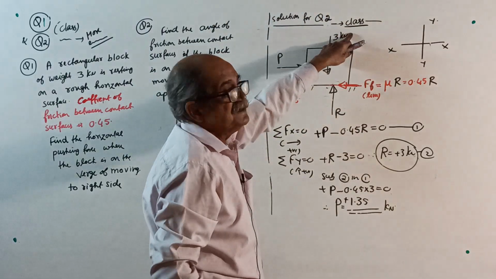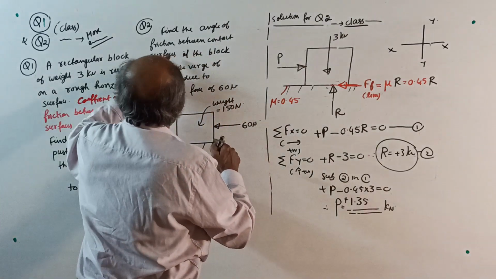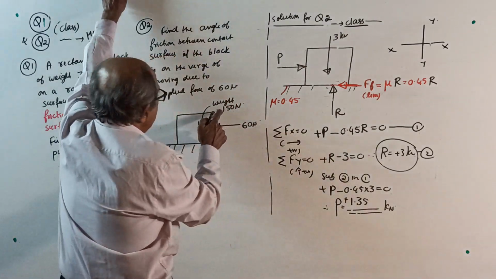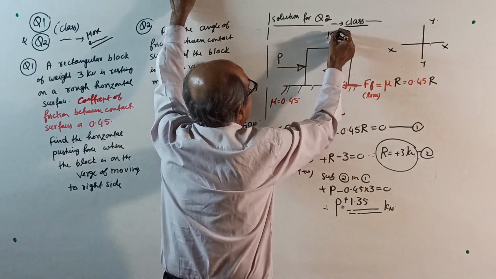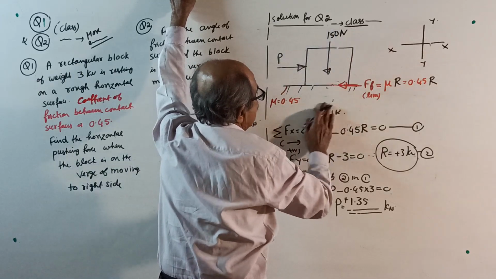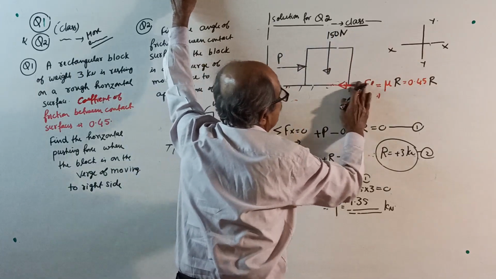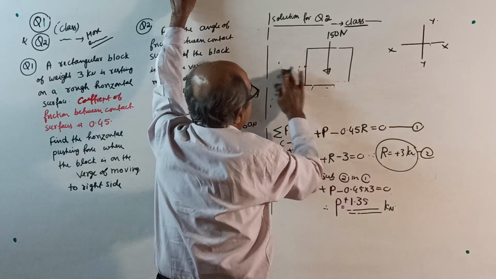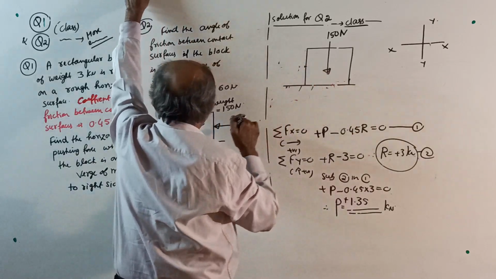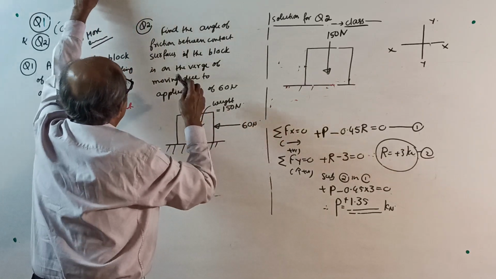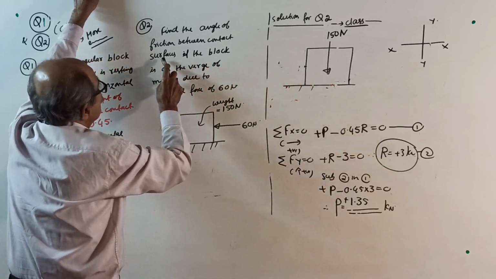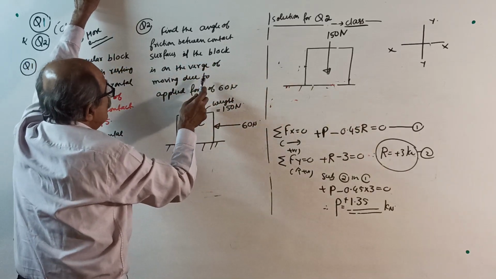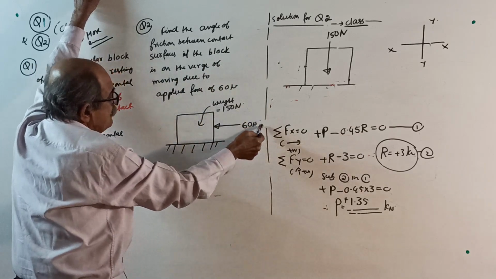Once again, the statement given in the question says the weight of the block is 150 Newton. Then they ask: find the angle of friction between the contact surfaces if the block is on the verge of moving due to an applied force of 60.